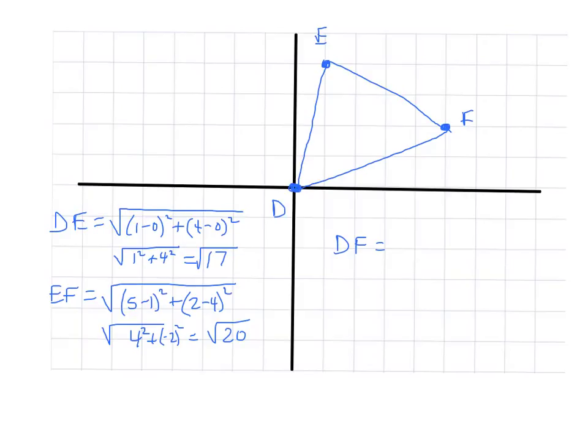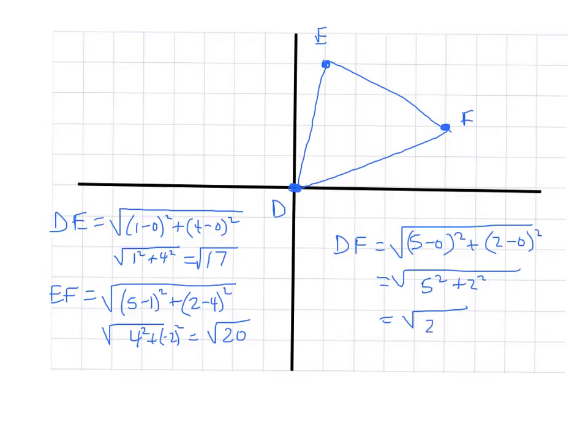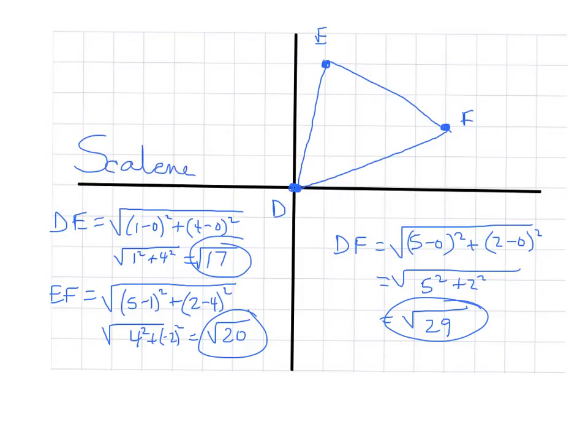So, DF. Again, on DF here, I'm going to go (5 minus 0) squared plus (2 minus 0) squared. This is 5 squared and 2 squared. Well, 5 squared is 25. 2 squared is 4. 25 and 4 is 29. As you look at all 3 of these sides distance-wise, none of them are the same. So therefore, this is a scalene triangle.